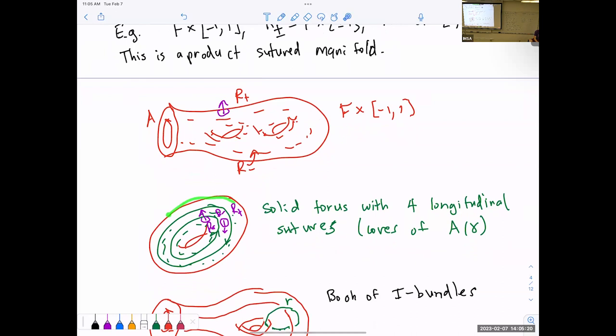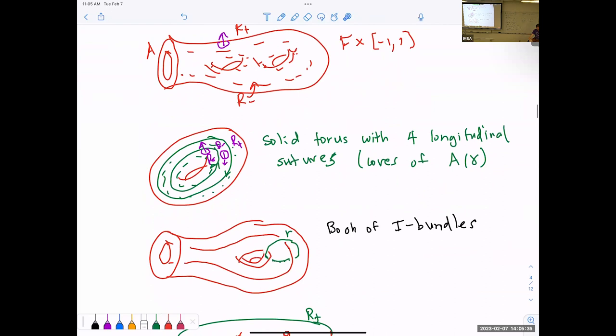There is a product structure here. It looks sort of like a disk with four points on the boundary crossed with a circle, but it's not a product in the sense of this notion of product sutured manifold. You can modify a product sutured manifold to get what's called a Bonahon-Siebenmann... a book of I-bundles. So I take a surface crossed with an interval, and I take a curve on the surface, halfway between level zero, and then I do a Dehn filling on that curve. Then what you get is called a book of I-bundles. The surface might have multiple components as well. There are more general ways you can get these things, but this is an example of a book of I-bundles, and this was encountered in some of the talks yesterday.